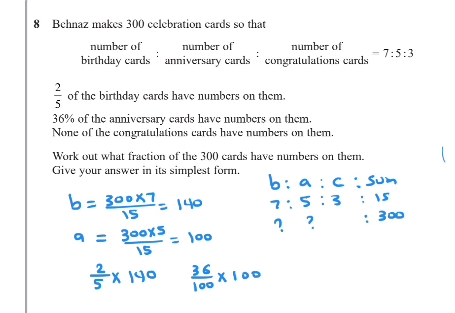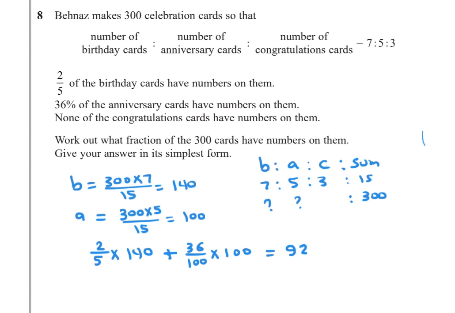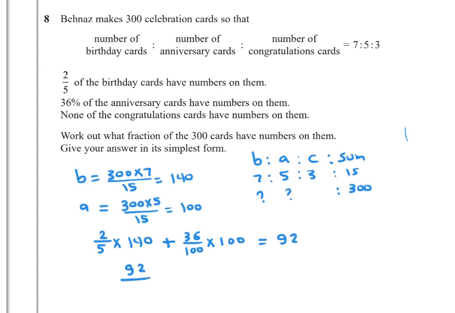So times 100. Now add them to find the cards which have numbers on them, equals 92. So 92 cards have numbers on them. Now to find the fraction out of 300, divide 92 by 300. In the simplest form, 23 over 75.